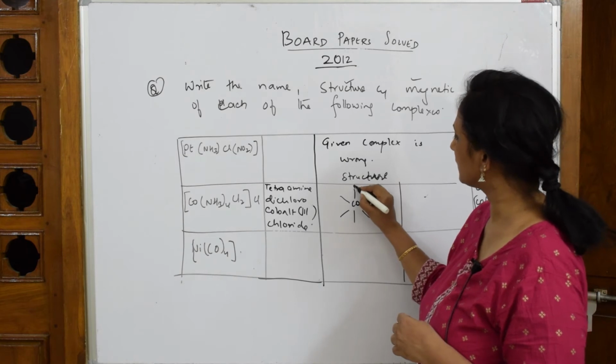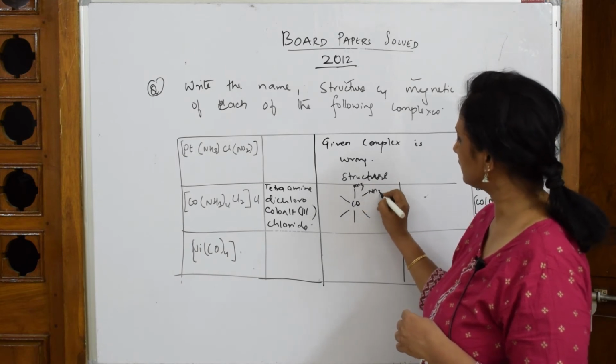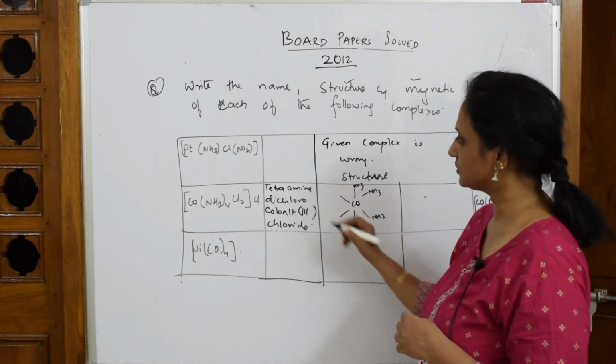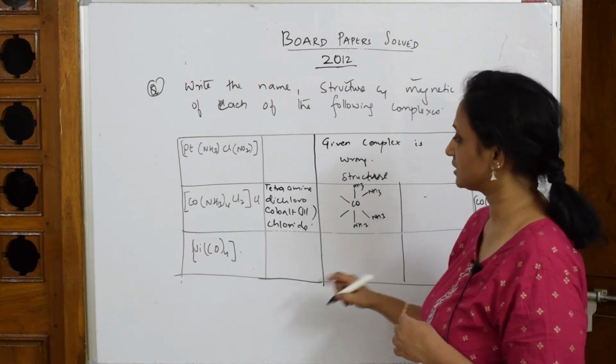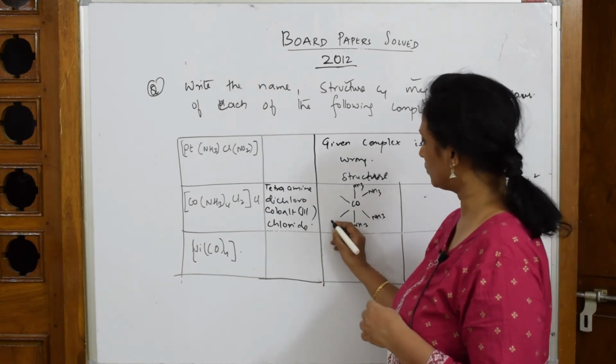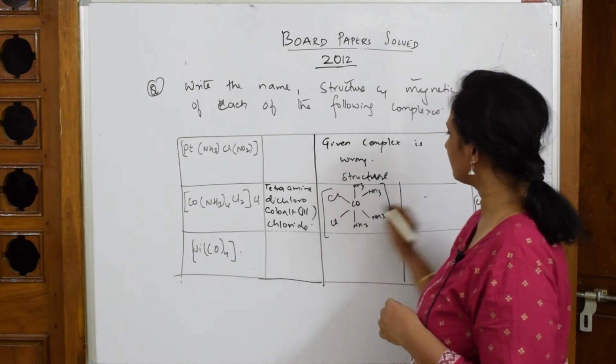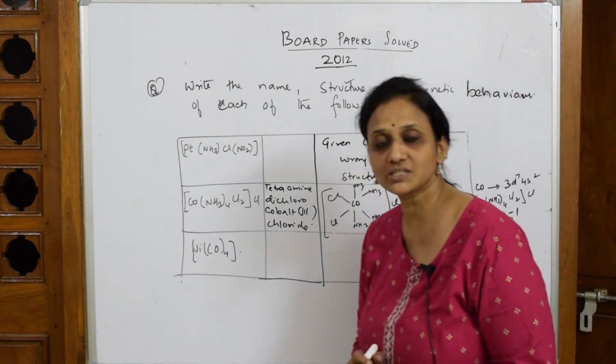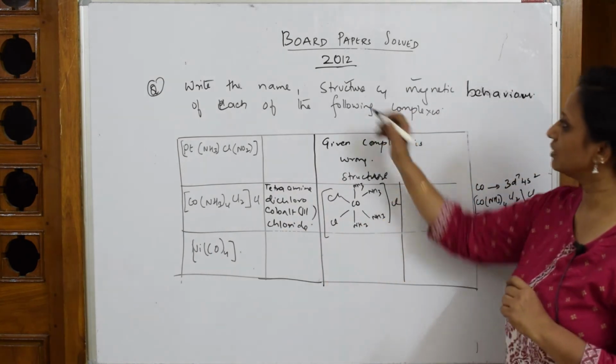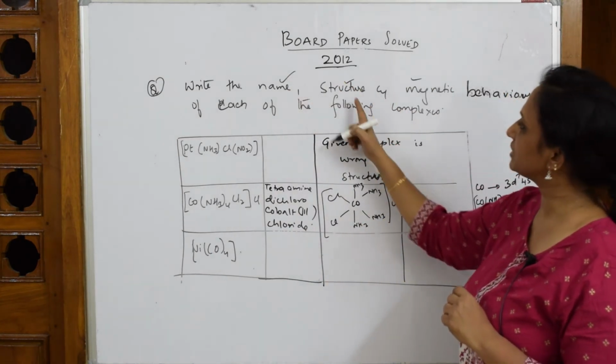Now start naming. NH3, NH3, NH3, done. So 4, okay, 4 NH3s. So you have your Cl, one more Cl. This is done. And outside you have one more chloride present, which is a counter ion. Done. Now I am done with the name. I am done with the structure.